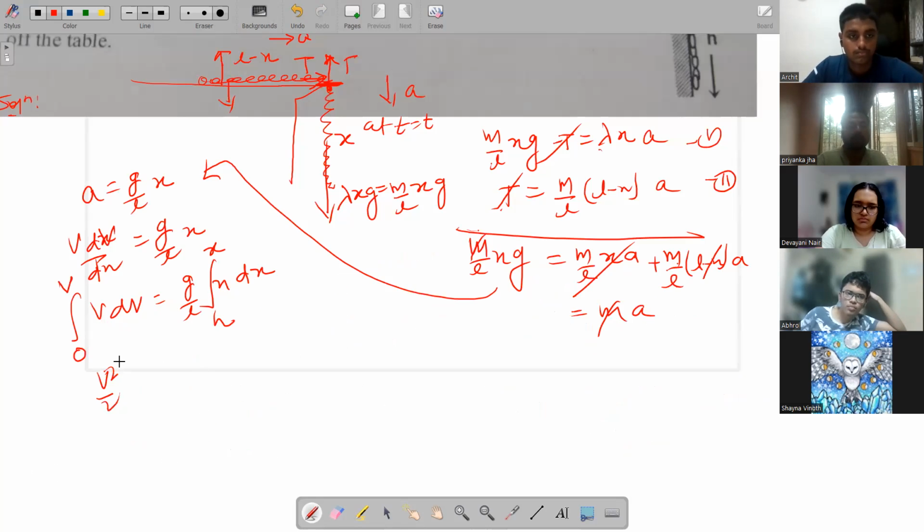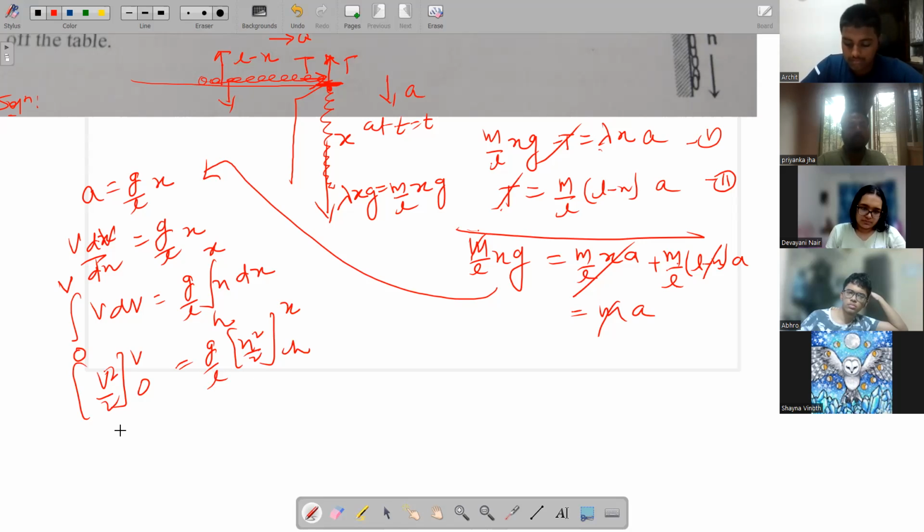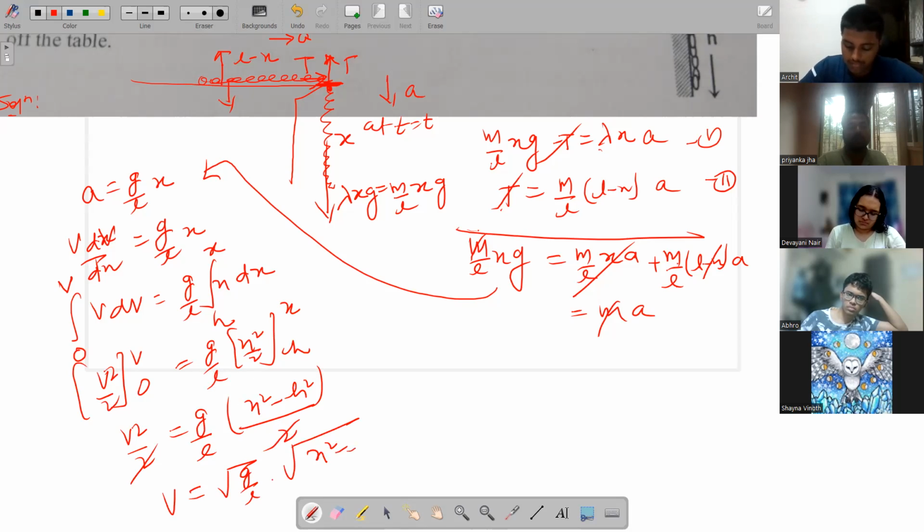So this is v square by 2. Put upper limit and lower limit. g by L, this is x square by 2. So put x by h. So this is v square by 2 equal to g by L, and this is x square minus h square by 2. This cancels. So v will be under root g by L into under root x square minus h square.